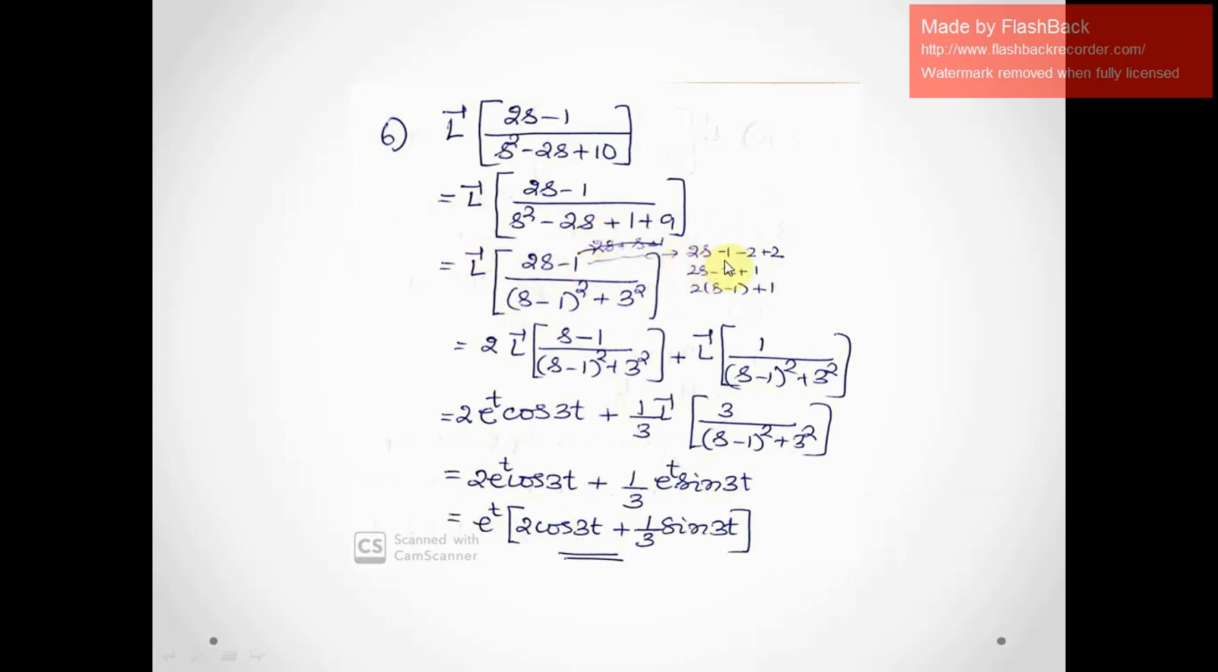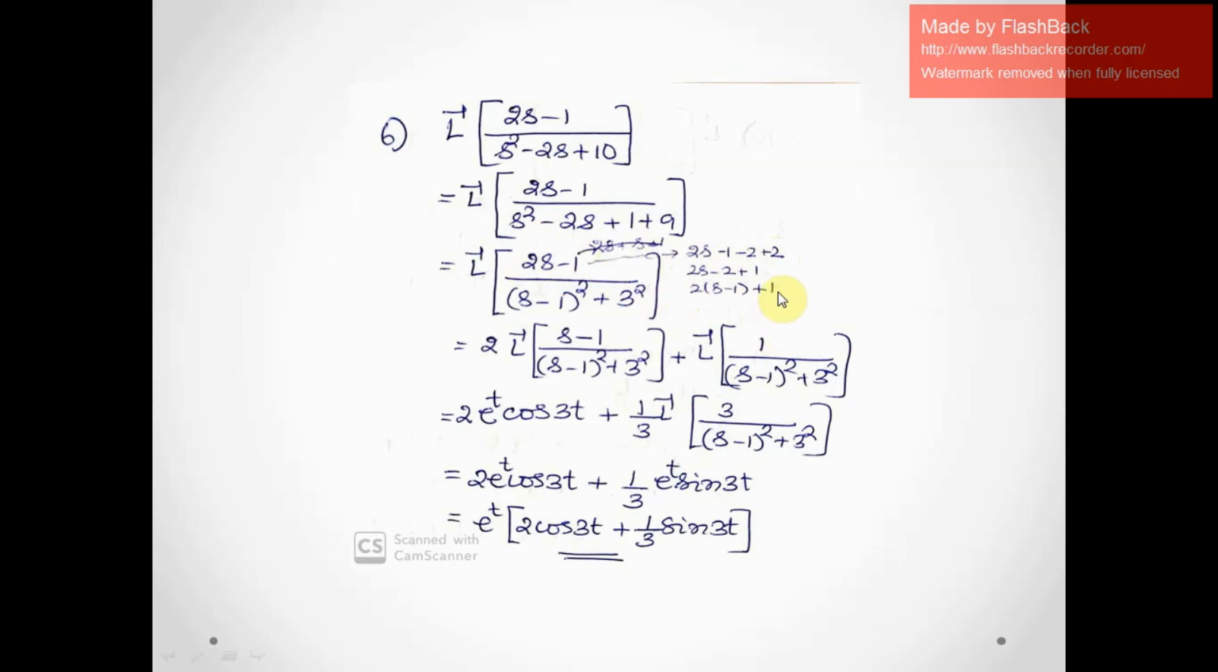So for this 2s minus 1, I'll add and subtract a 2. This minus 2, I will keep it with 2s. And this minus 1 and plus 2 becomes 1. From this 2s minus 2, I'll take a 2 common, so that this becomes s minus 1, plus 1. So doing all this, my numerator 2s minus 1 is 2 into s minus 1, plus 1.